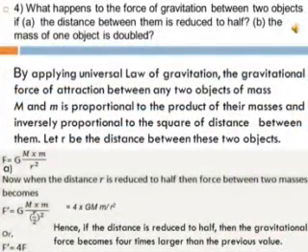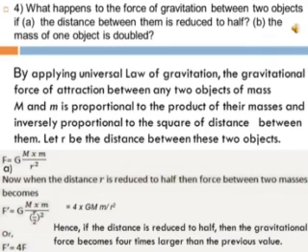And fourth question is, what happens to the force of gravitation between two objects if A, the distance between them is reduced to half, and B, the mass of one object is doubled? Here we have to solve two things. First one, what should be the gravitational force between these two objects when the distance between them is reduced to half? And second one, what is the gravitational force when the mass of one object is doubled?